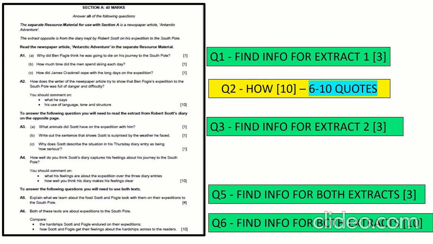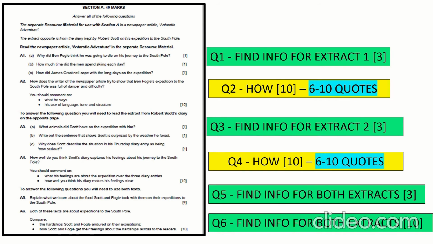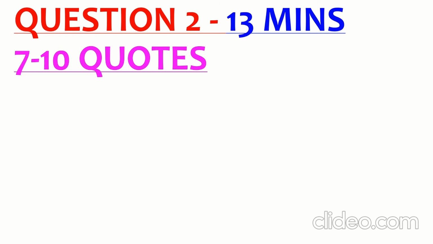Okay, 3 and 4 are worth 10 marks and 6 is worth 10 marks as well. But remember, you're looking at both texts on question 6. You're not going to have time to dive into lots of analysis, so what I would suggest is just finding the quotes like you do for 1, 3 and 5. Okay, so question 2 then.